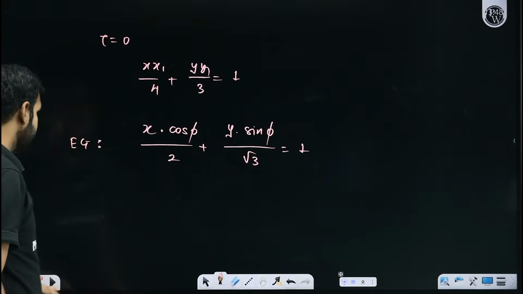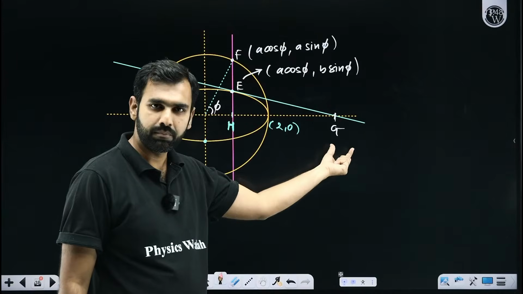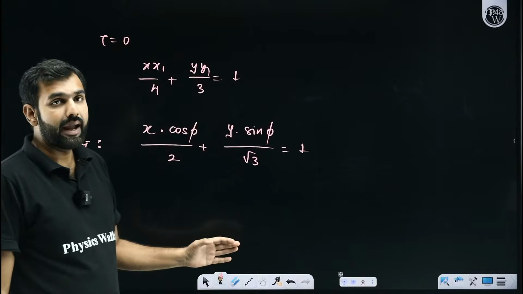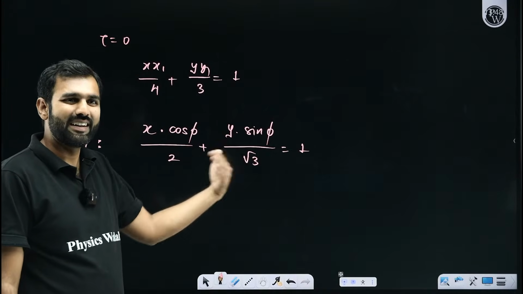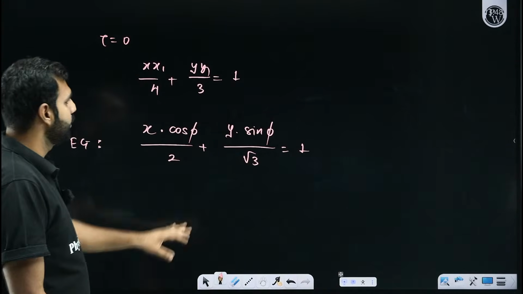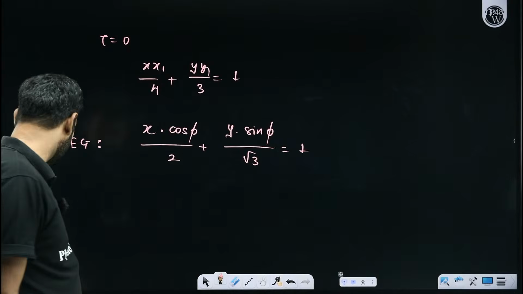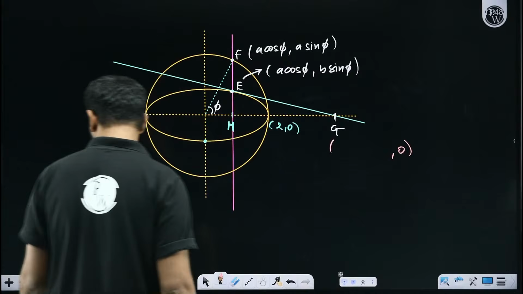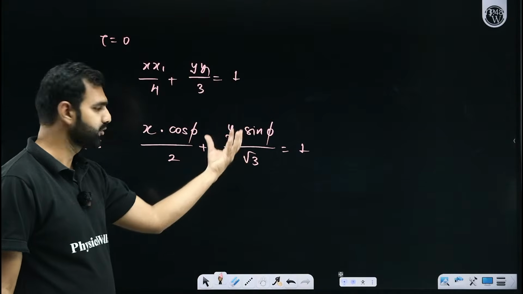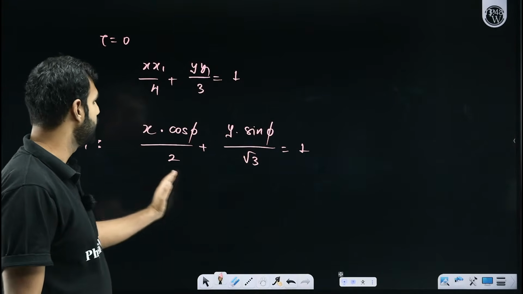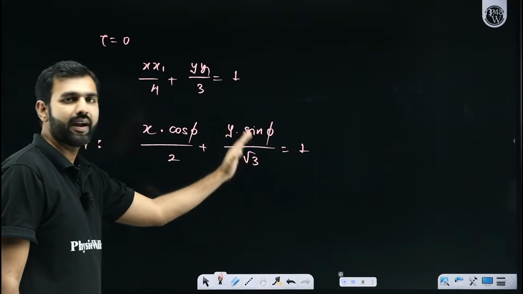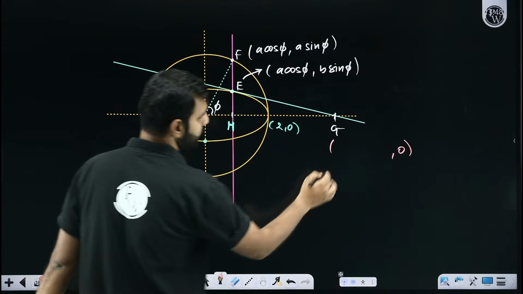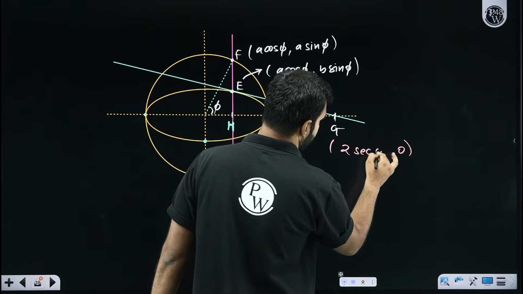But I am more interested in finding the coordinate of G. How do I find that G? I'll find it by putting y coordinate as 0, because it is intersecting the x-axis. So if I put y as 0, of course, G's y coordinate will be 0. No doubt about that. But when I put y as 0, this whole term becomes 0. So x becomes 2 by cos phi. 2 by cos phi means what? 2 sec phi. So this is 2 sec phi, comma 0.